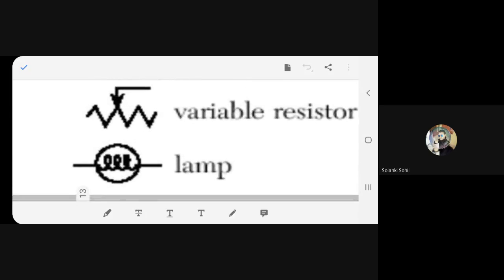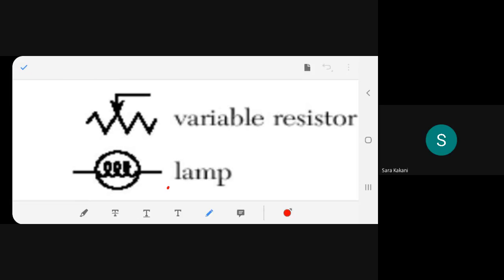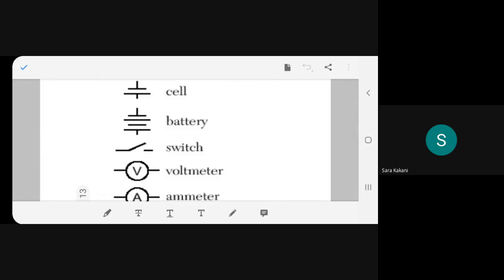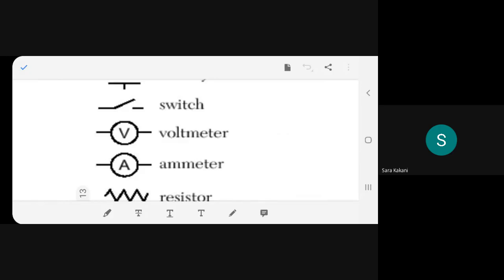What is this? The last one, beta? Lamp. So these are the symbols that we'll be using in the circuit. Because see, all these are big: cell, battery, switch, voltmeter. Can you write the voltmeter, the ammeter, the resistor, all these words in the circuit diagram? No. So instead we'll be making it short and sweet by using the symbol.